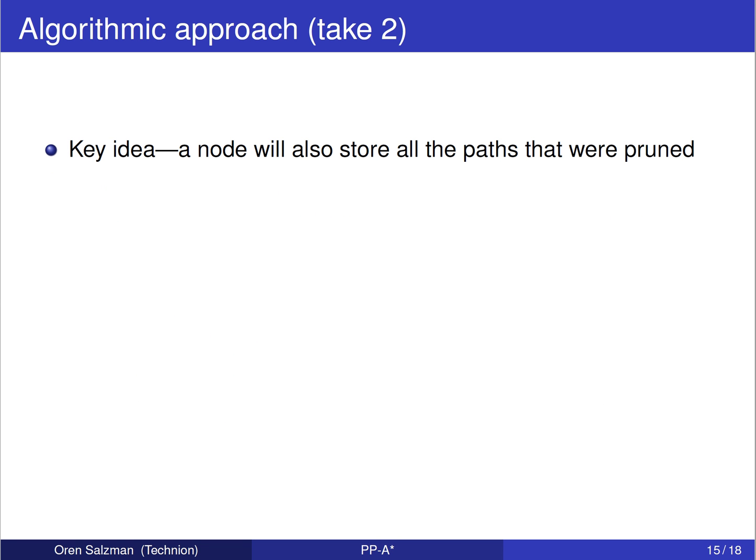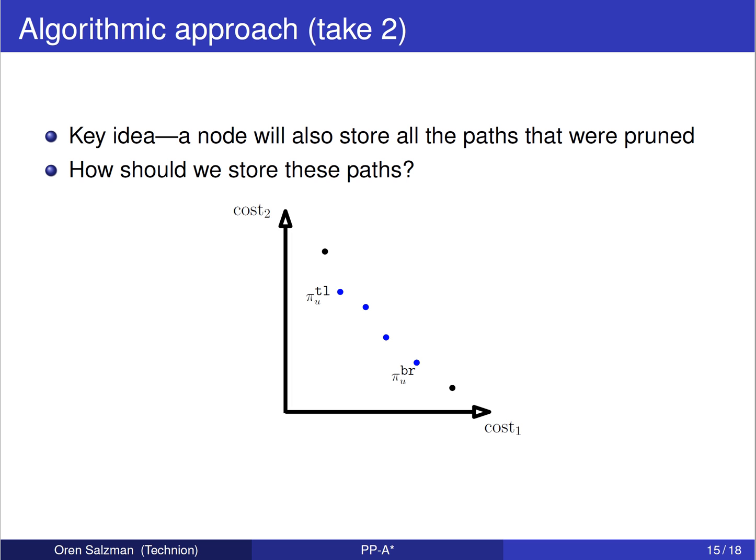So the key idea that we introduce is that a node will also store some information on all paths that were pruned in previous search iterations. The question is, how should we store these sets of paths? And the way we're going to do it is using two representative paths, which we're going to call path pairs.